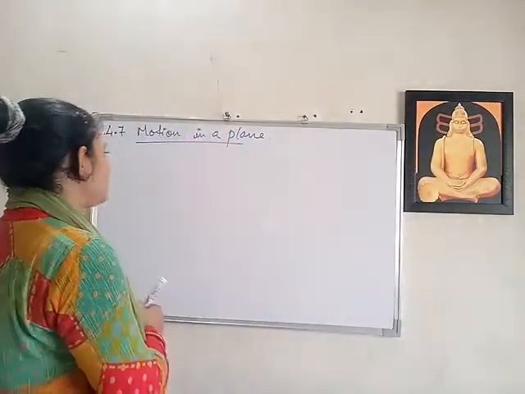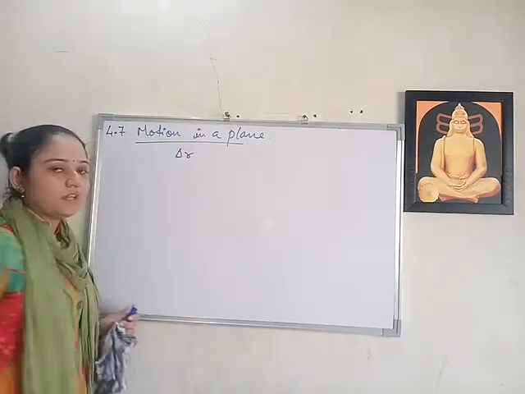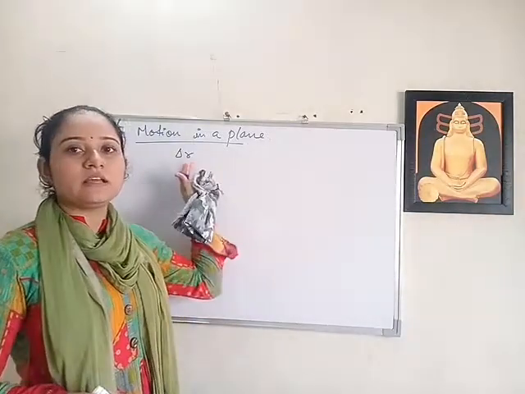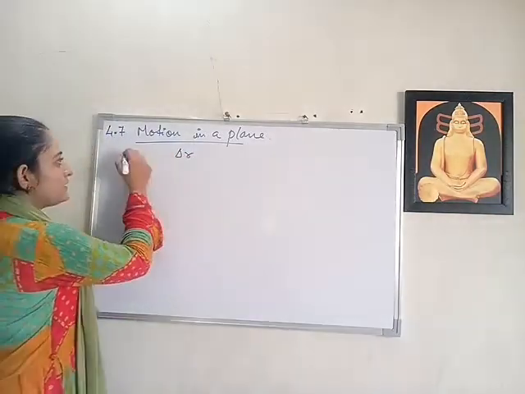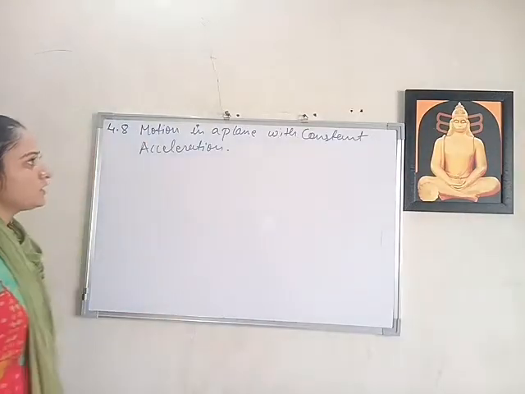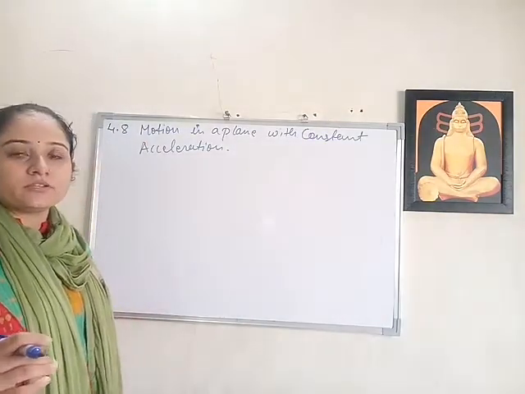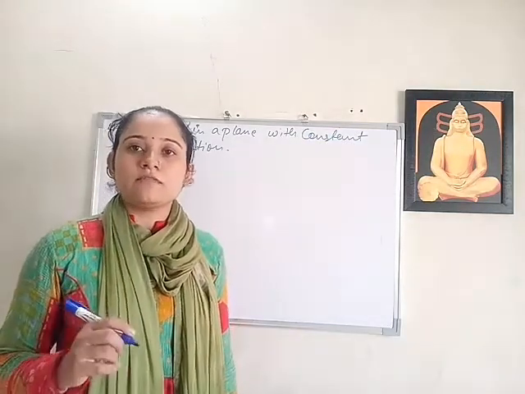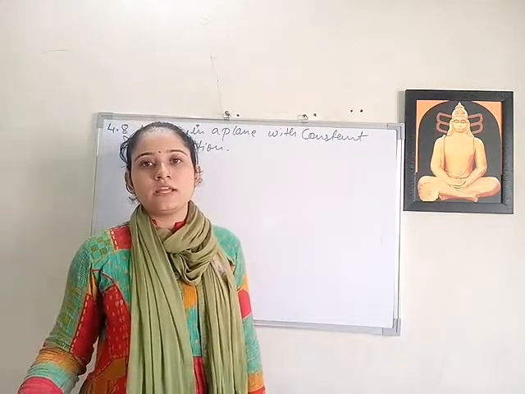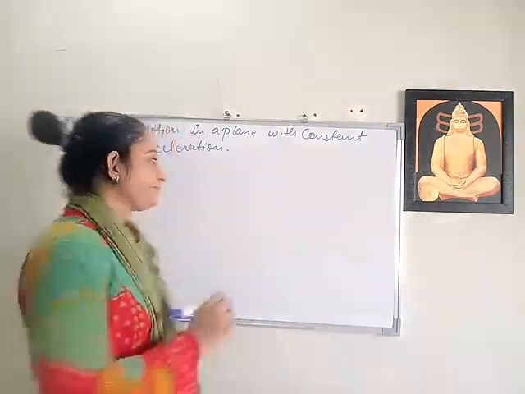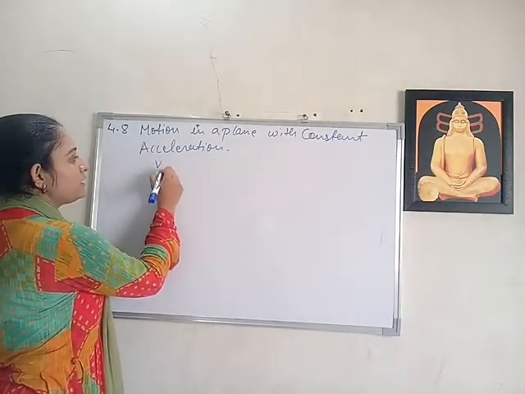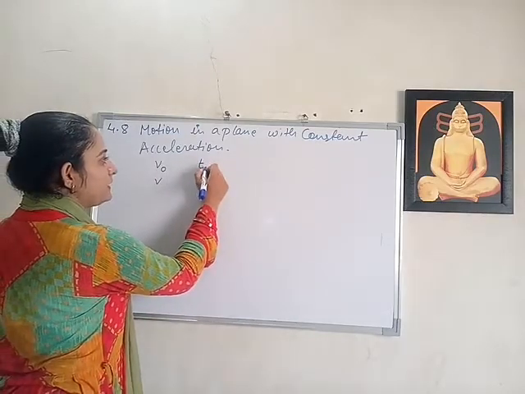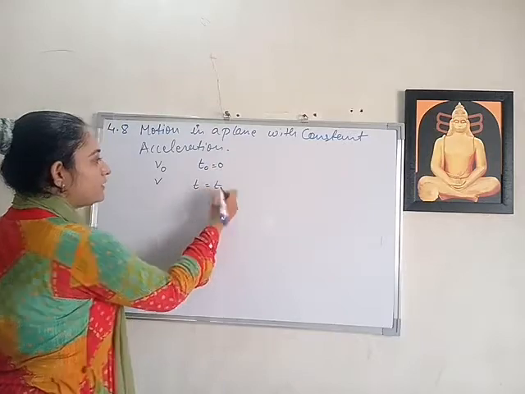So if there is displacement, say delta r, it can be delta x, delta y. Here in both the planes we have taken delta r. So displacement. Now, motion in a plane with constant acceleration. Now consider the acceleration is constant. The initial velocity v0, final velocity v, at time t equal to 0 and t equal to t. So here initial velocity v0, final velocity v, at the time of initial velocity, when time t0 equal to 0 and time t equal to t.